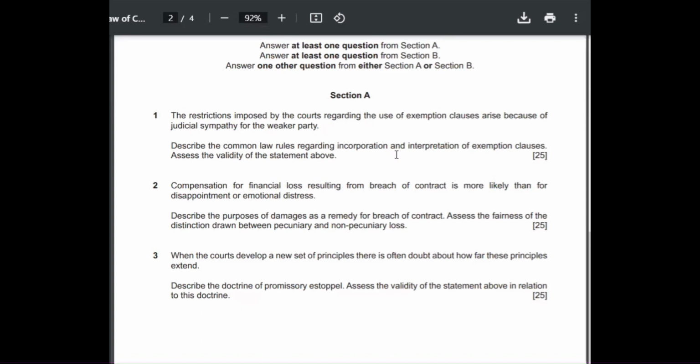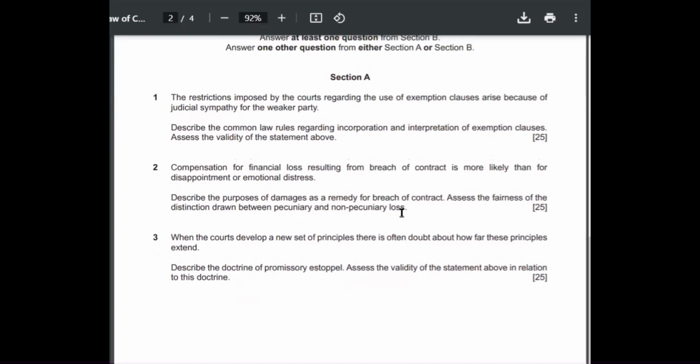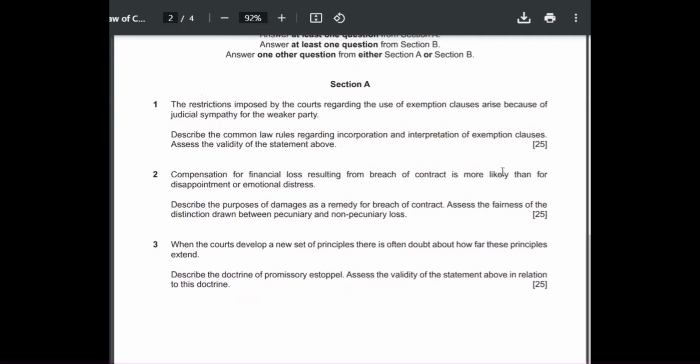Alright. Now we are going to read these questions. As I've mentioned before, we should first select the question wisely and then we're going to discuss. The first question is, the restrictions imposed by the courts regarding the use of exemption clauses because of judicial sympathy for the weaker party. Describe the common law rules regarding incorporation and interpretation of exemption clauses. Assess the validity of the statement above.